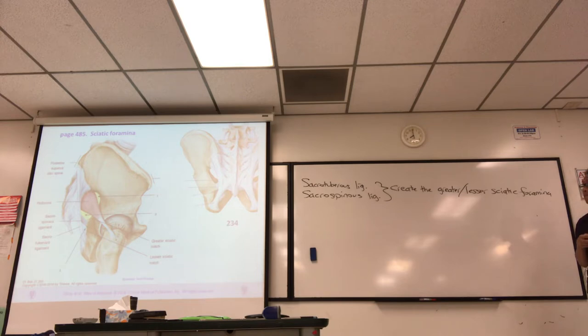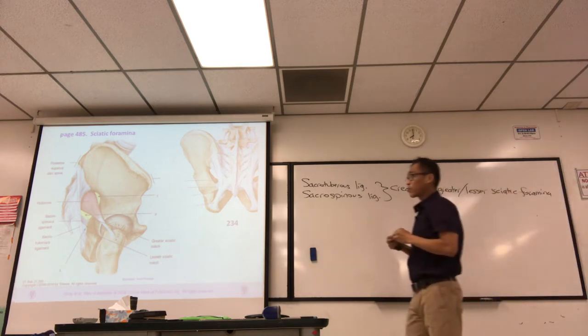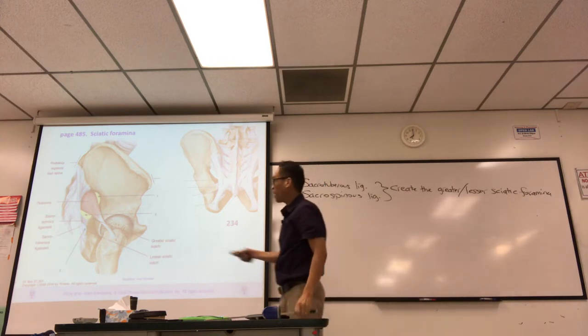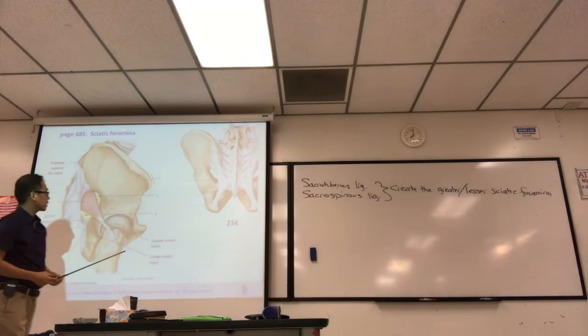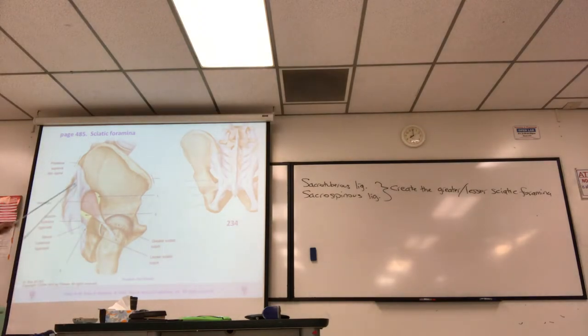And let's point out our ligaments. It's a lateral view of the pelvis now on the left. The picture on the right is what you just looked at, the posterior view. So from top to bottom, the sacrotuberous ligament, that one right there, then the sacrospinous, which creates this big hole here. That would be the greater sciatic foramen, colored in yellow. And then the blue is the lesser one.